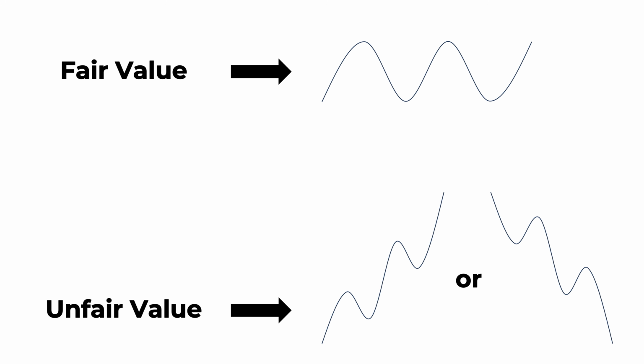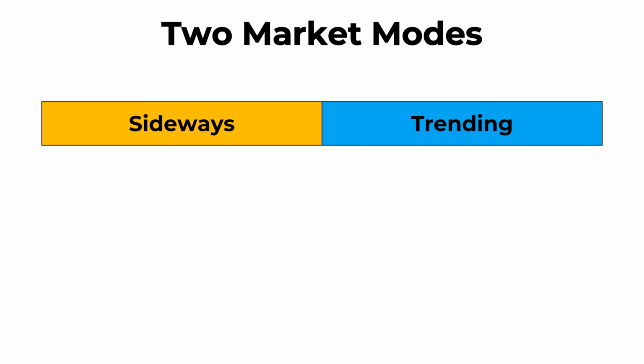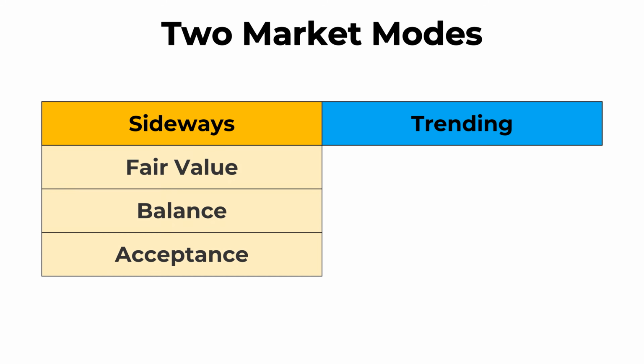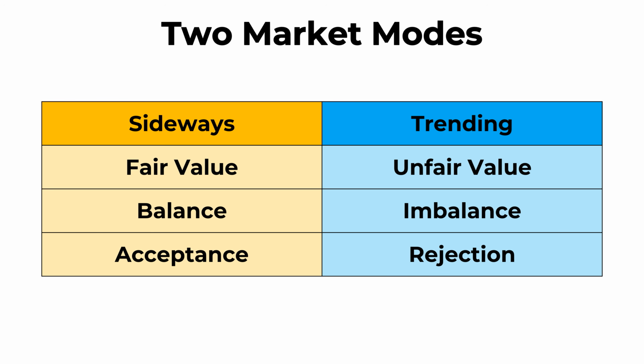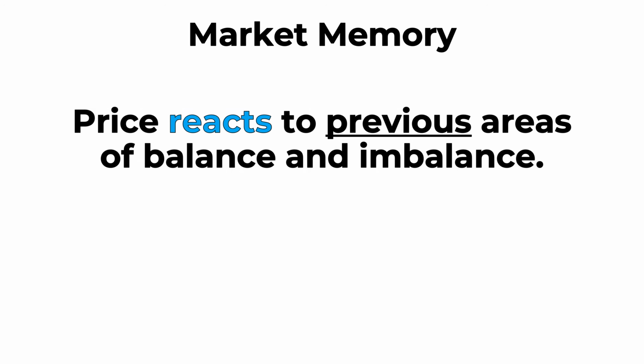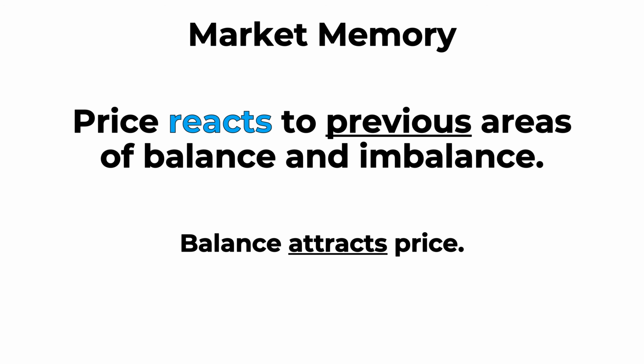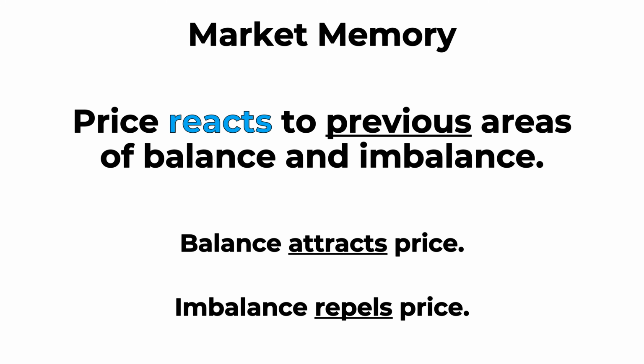It's called price discovery because the market will find the new price level that accurately represents value given the available information. So the market only has these two modes, sideways and trending. Sideways markets are associated with the idea of fair value, balance, and acceptance. Trending markets are associated with the idea of unfair value, imbalance, and rejection. The reason you should care about this is that price reacts to previous areas of balance and imbalance. Areas of balance tend to attract price, and areas of imbalance tend to repel price.